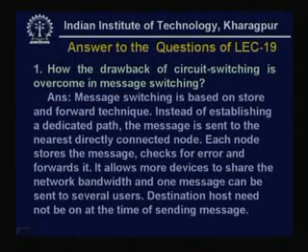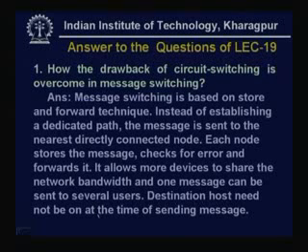Now, it is time to give the answers to the questions of lecture number 19, the previous lecture. First question was how the drawback of circuit switching is overcome in message switching. The answer is, message switching is based on the store and forward technique. Instead of establishing a dedicated path, the message is sent to the nearest directly connected node. Each node stores the message, checks for errors and forwards it. It allows more devices to share the network bandwidth, and one message can be sent to several users.